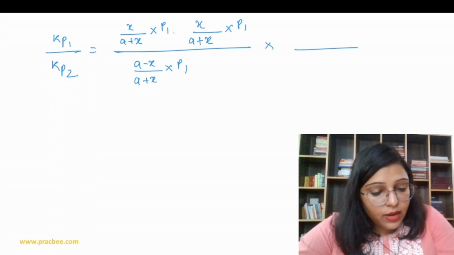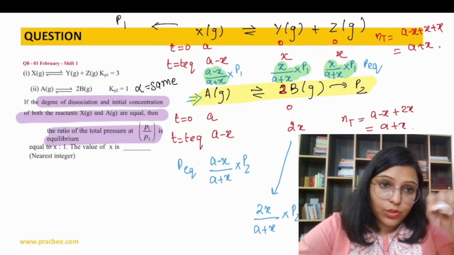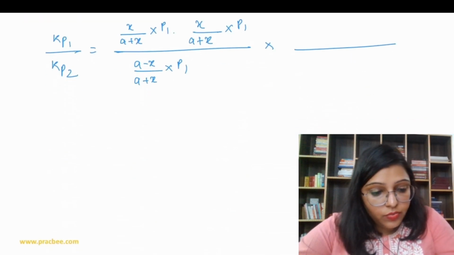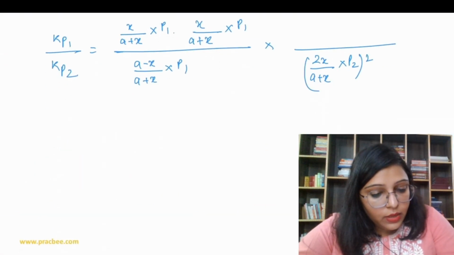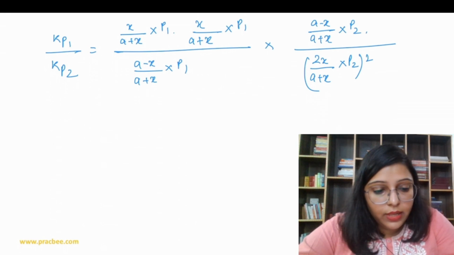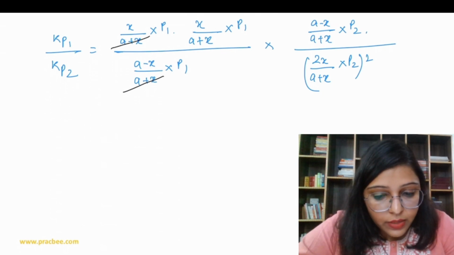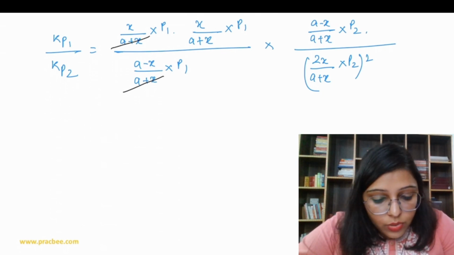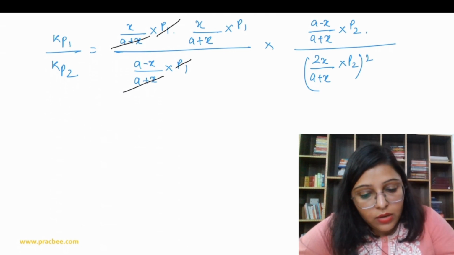Now for Kp2, we write 2x upon a plus x into P2 whole squared, because the coefficient is 2, and here we have only a minus x upon a plus x into P2. Now let's simplify this. You can cancel a plus x, and you can cancel P1. So see how to solve this.